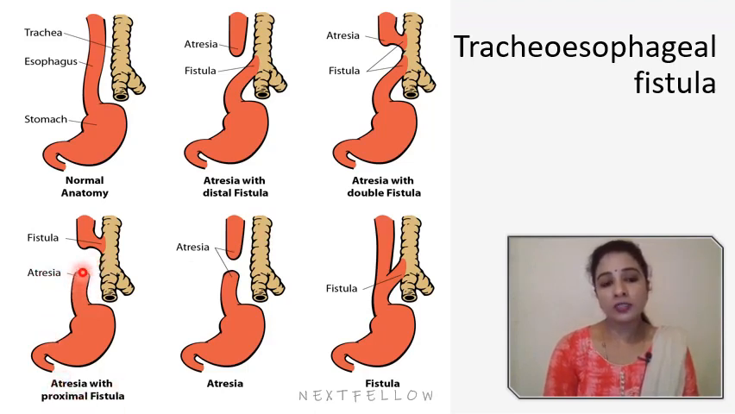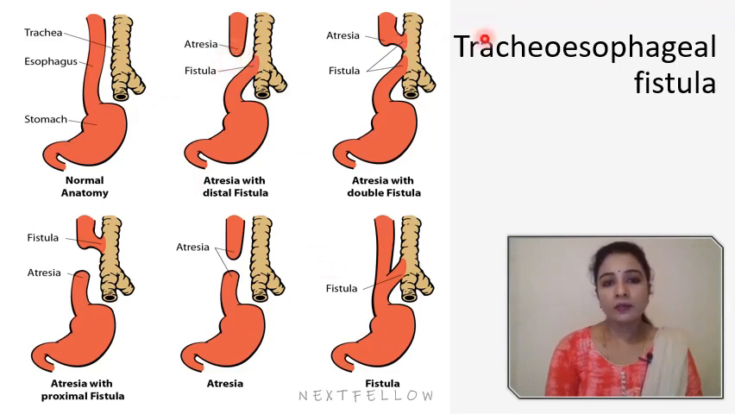The distal part is completely atretic, whereas the proximal one persists and continues into the trachea, forming an abnormal fistula. And here is atresia of the esophagus, where both the proximal and distal ends are atretic, but there is no fistula and no communication with the respiratory tract. And here only the fistula exists without any atresia. So these are the various types of tracheoesophageal fistula we have seen. The upper part of the esophagus ends with a blind pouch here.